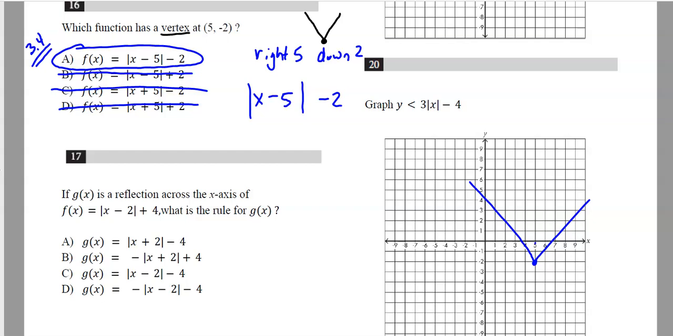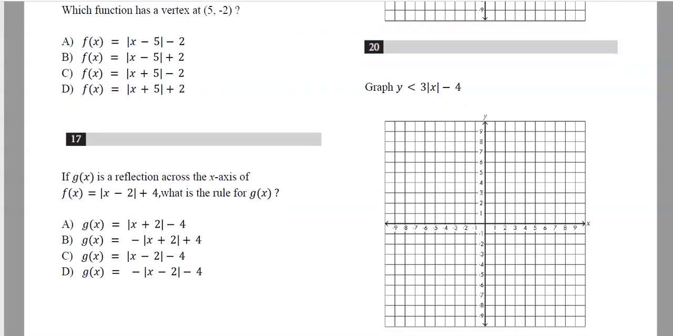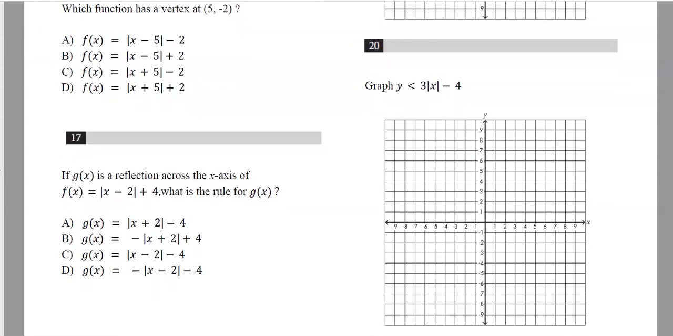Number 17, if g of x, and again, I'm going to give you some graph paper for the test. Realize that the SAT does not, so you've got to get good at sketching graphs, but I'm going to hook you up in here. So if g of x is a reflection across the x-axis, so I've got to be aware I'm flipping across this line, all right? And g is a reflection of f of x = |x - 2| + 4.